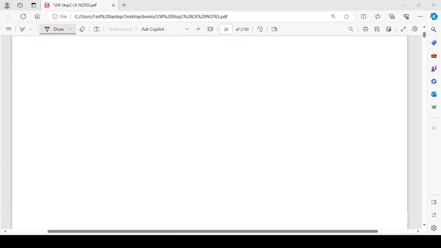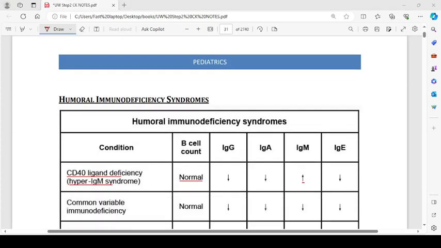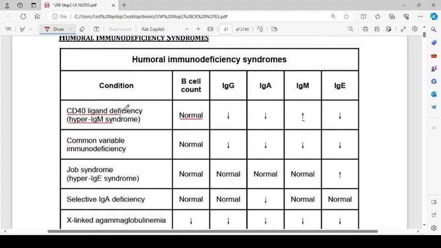So the allergy and immunology, humoral immunodeficiency syndromes, the condition CD40 ligand deficiency or hyper IgM syndrome, the cell counts and antibodies, B cell count and antibodies. Different antibodies have different values in different syndromes. So let's talk about them. In hyper IgM syndrome, the B cell count will be normal, IgG will be low, IgA will be low, IgM will be high because it is hyper IgM syndrome, and IgE will be low.